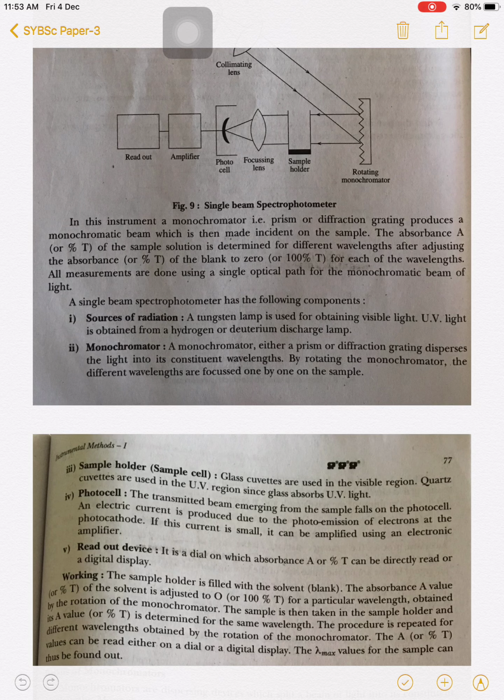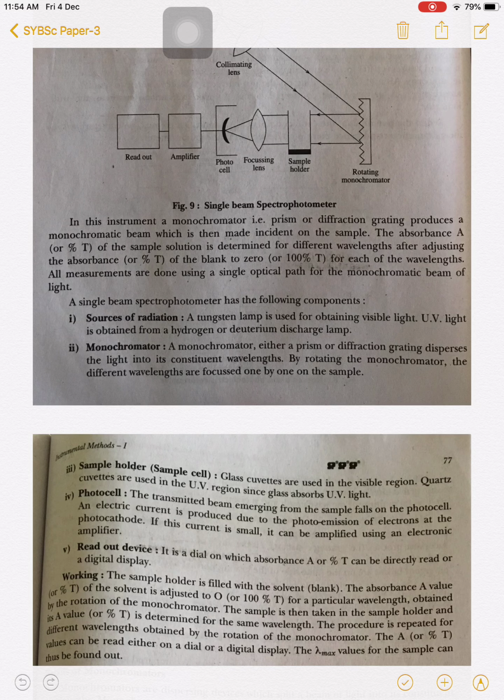But in case of visible radiation we are using a glass cuvette. So the fourth one is the photocell. The transmitted beam emerging from the sample falls on the photocell. So whatever light emerges from the sample holder or sample cell is incident on the photocell.